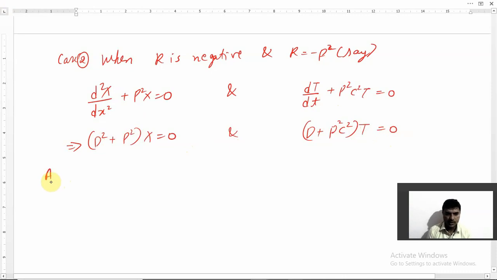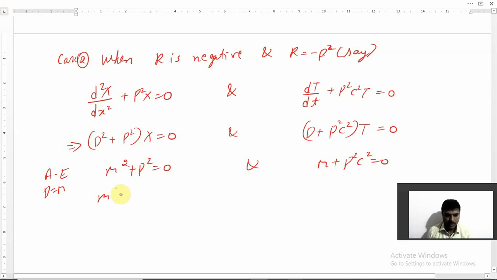I am going to write the auxiliary equation. Please remember the auxiliary equation. D is going to become m. And what will be the auxiliary equation for this? It is m square plus p square is equal to 0. This is the solution we get. And similarly on this side, it is m plus p square c square is equal to 0. So now what will be m, students?